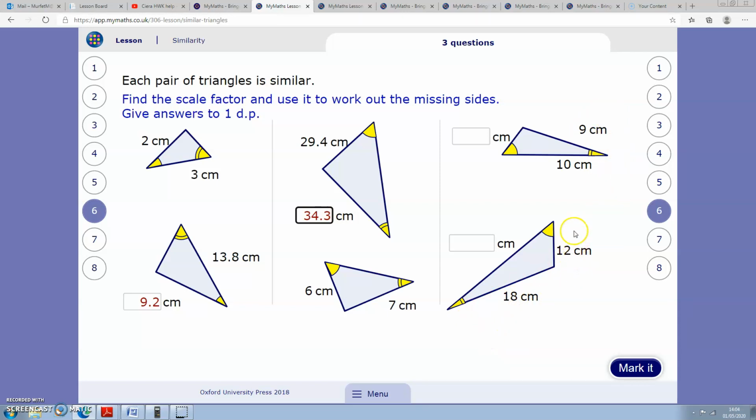So the small side is going to be 2 times whatever this is, which is going to equal 12. So half of 12 is going to give me 6. And on this one, 10 times 2 is going to give me this side, which is 20.